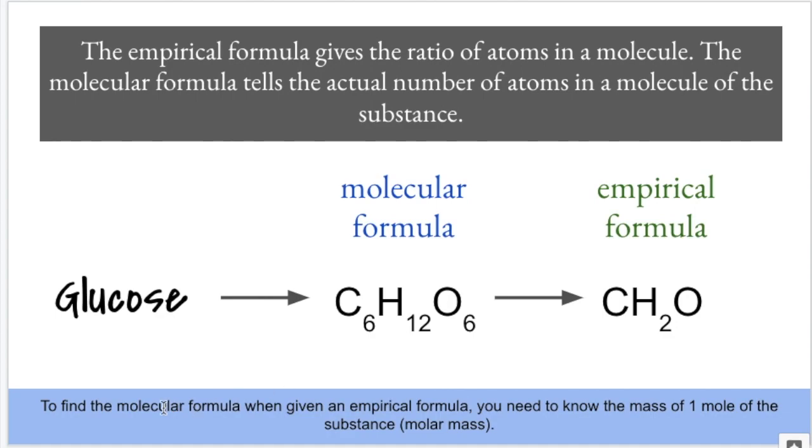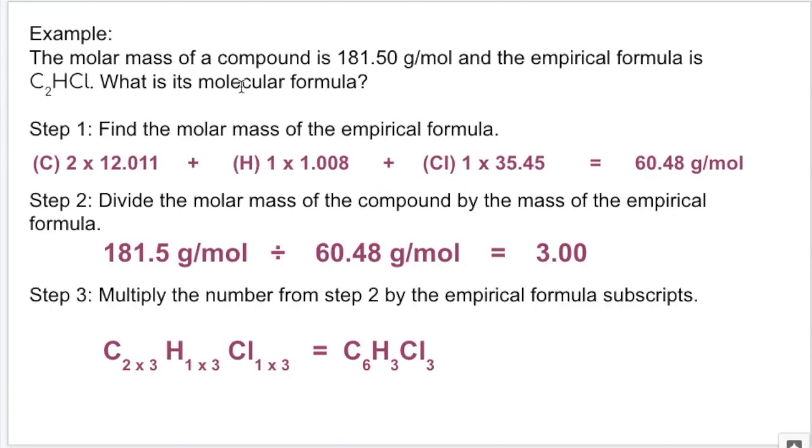To find the molecular formula, when we are given the empirical formula, we also need to know the mass of 1 mole of that substance, so the molar mass. So we need to be given the empirical formula and the molar mass of that substance. If the molar mass of a compound is 181.5 grams per mole and the empirical formula is C2HCl, what is the molecular formula?